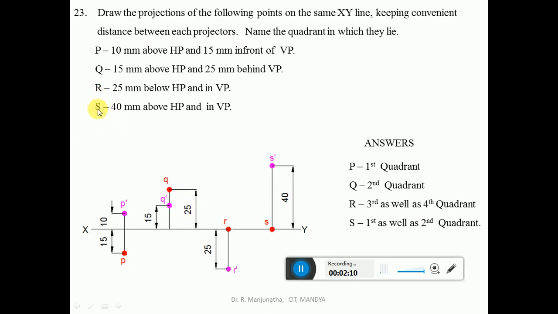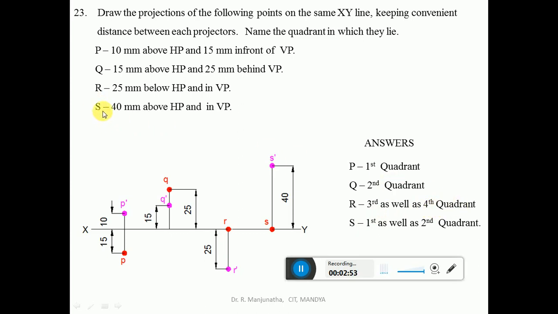Similarly, draw a vertical projector at convenient distance from the projector Q. R is 25 mm below HP, so naturally below XY line. So below HP and in VP. Since it is on VP, below HP will be in the third and fourth quadrant. So from the XY line measure 25 mm below XY line and mark the point as R dash. Since it is on VP, the point will be on XY line in the top view, which is R. So below HP condition is there in third as well as the fourth quadrant. Therefore the point capital R lies in third as well as fourth quadrant.